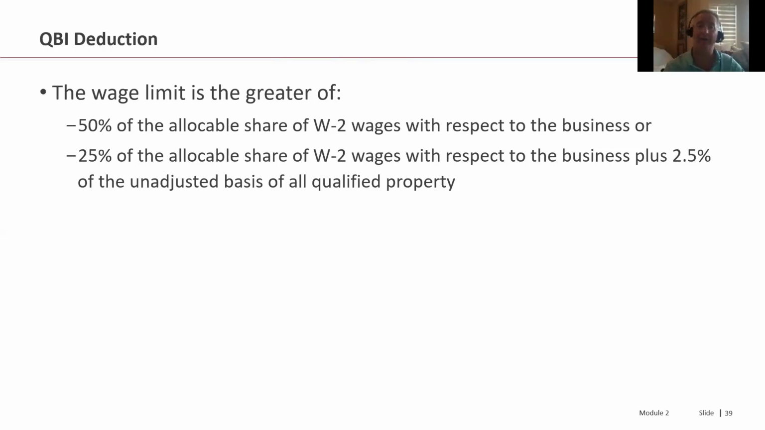But it's the greater of that, or what if you're in a business that doesn't use a lot of labor, but you do use a lot of equipment? In that case, it might be the greater of 25% of your wages or 2.5% of the unadjusted basis of all qualified property. Holy cow, you got to be kidding me. No, I'm totally not kidding you.